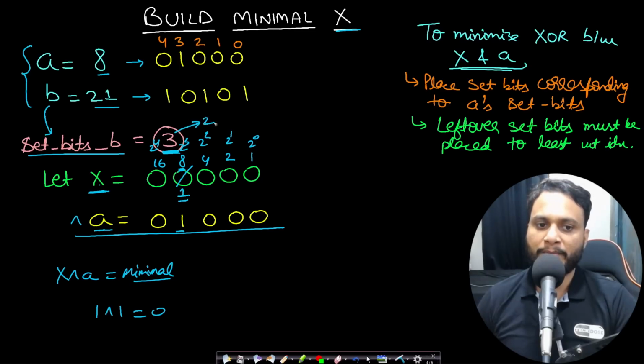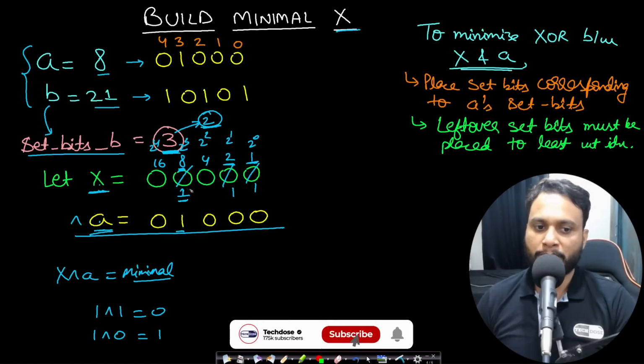And now still I am left with 2 set bits, but I have nullified all the set bits of A. So where should I place the 2 leftover set bits? Should I place at this point? Well, if you place at this 16 weightage, then it will increase the overall X XOR A value by 16, because we know that 1 XOR 0 or 0 XOR 1 will be 1. So since it will be increasing the value, let's place the rest of the set bits wherever the weightage is smallest. So I will be placing it at the smallest weightage of 1 and 2.